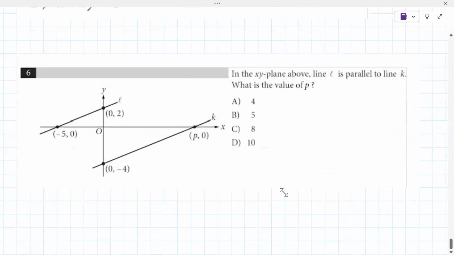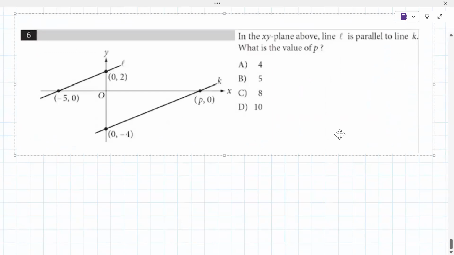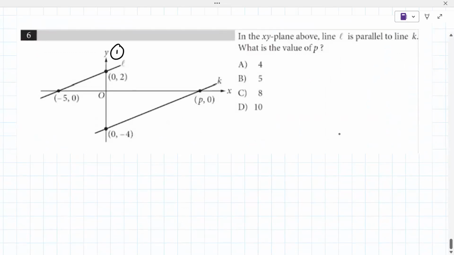is about finding the slope. So I'm going to suggest that you first find the slope of this line on the left, and then we can talk about how to find the slope of the other line. So they're parallel, which means they have the same slope. Could you calculate the slope of the one on the left?